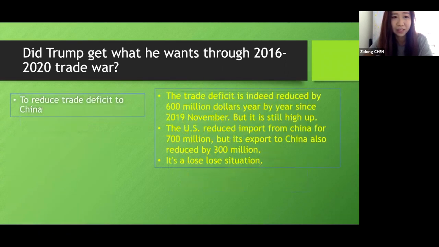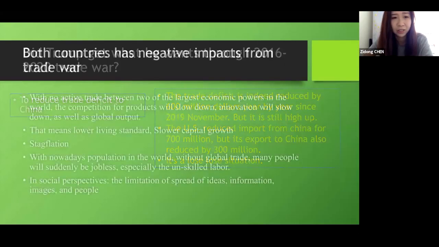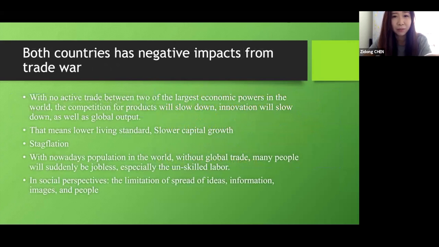And the second thing is Trump wants to reduce the trade deficit with China. The trade deficit has indeed been reduced by $600 million year by year since November 2019, but it's still very high. The US reduced imports from China by 700 million, but its exports to China also reduced by 300 million. So that's a lose-lose situation. Both countries have a negative impact from the trade war.